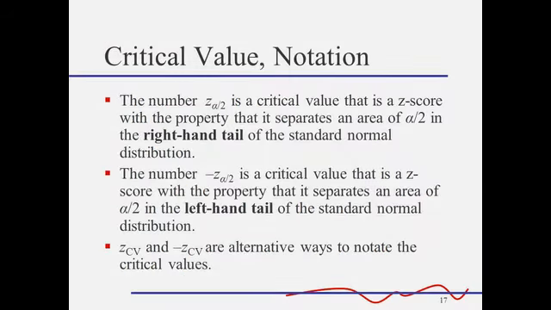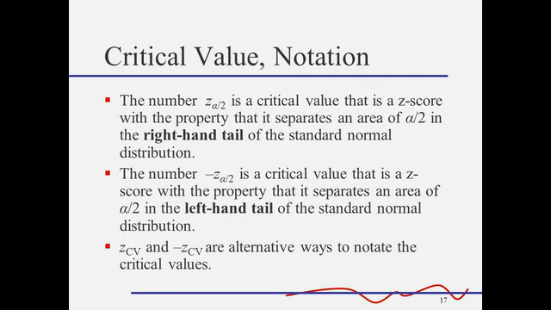You will see notation in the book labeling the critical values as positive and negative z with a subscript of alpha divided by 2. The number z, subscript alpha divided by 2, is the critical value for the right side of the standard normal distribution. The number negative z subscript alpha divided by 2 is the critical value for the left side of the standard normal distribution. Let's look at what this means.